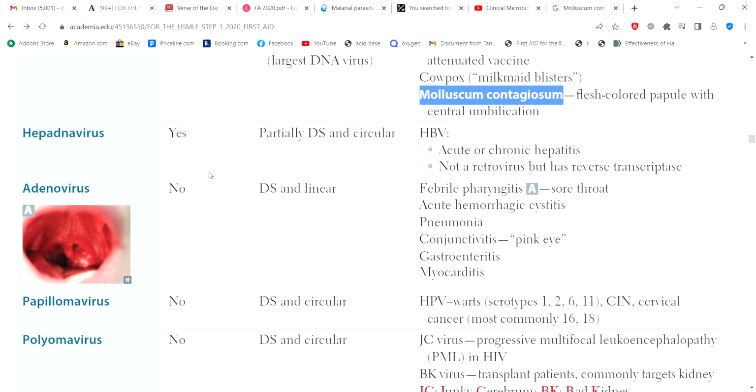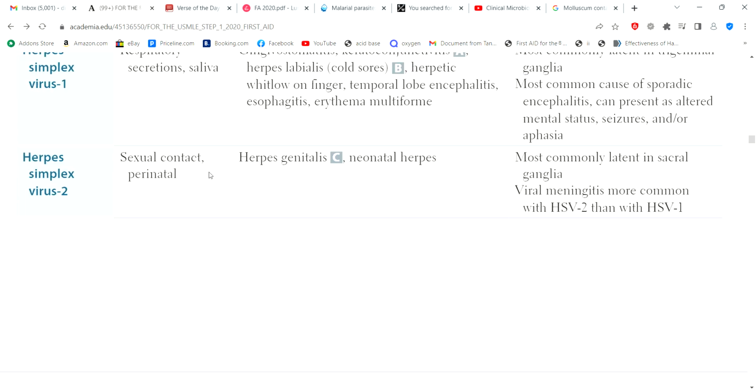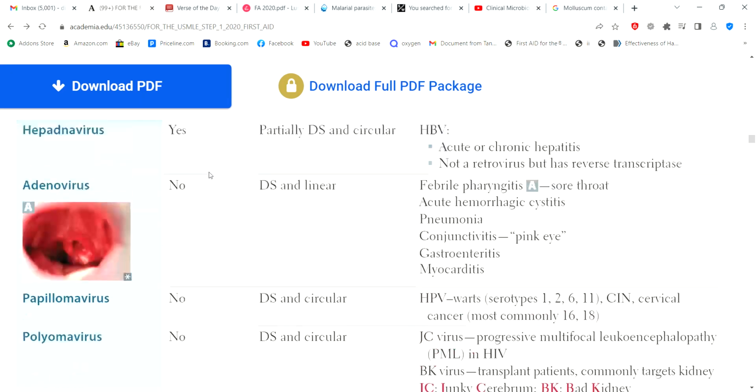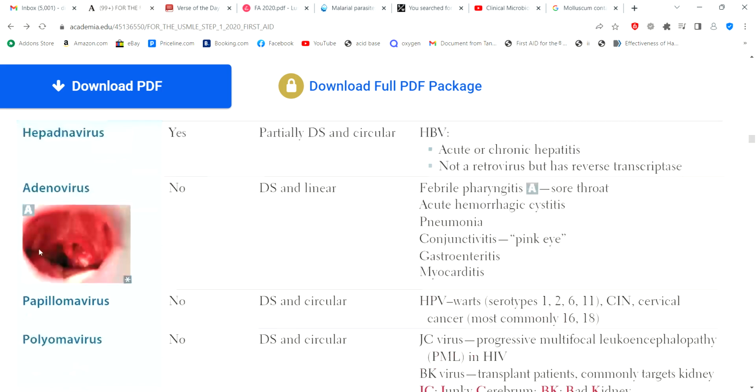Adenovirus is not enveloped. It is double-stranded and linear. This causes febrile pharyngitis, which is figure A. You see sore throat.